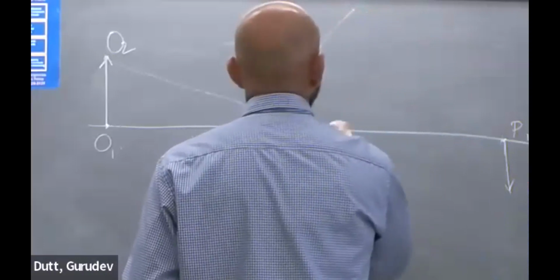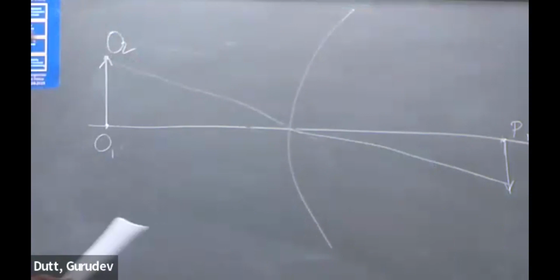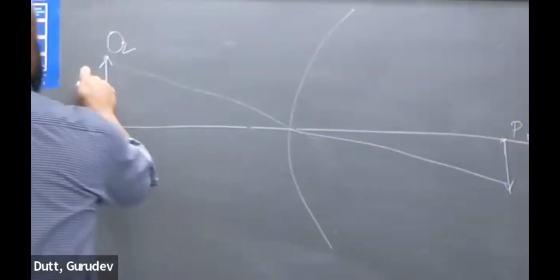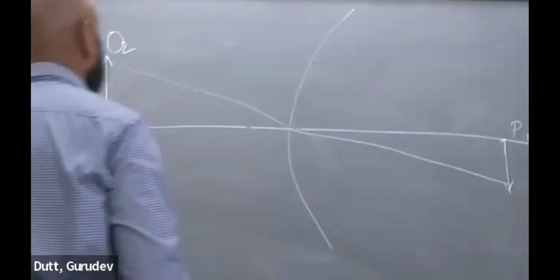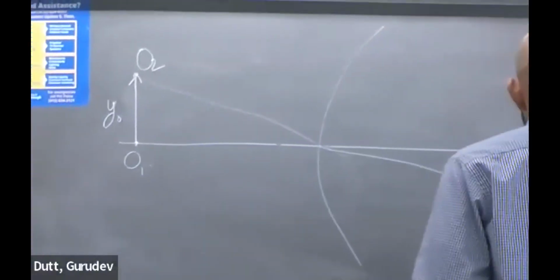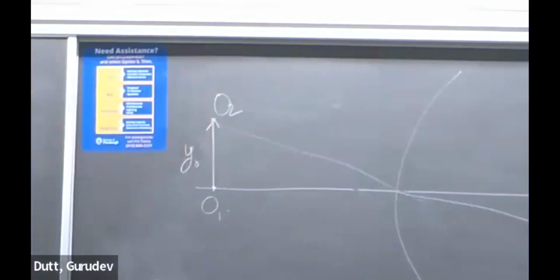So that's the angle it bends after it meets the interface. All right. So this distance, if I call this y0, the height of the object, and then I call this the height of the image point. Okay, so we see that.